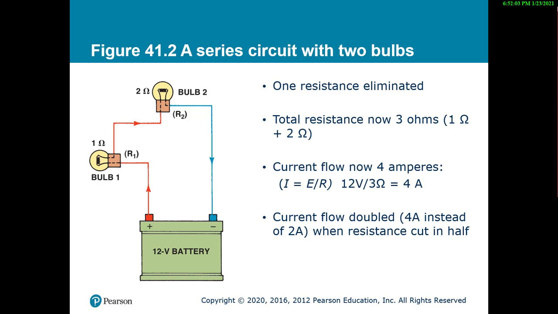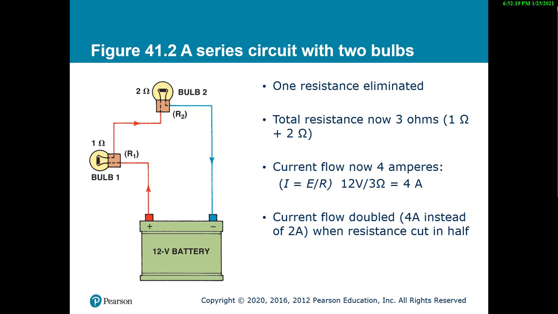The current flow doubled from the last example, so it's 4 amps now instead of 2. We cut the resistance in half. We removed a 3 ohm bulb. We left ourselves with an RT of 3 that doubled the amperage.